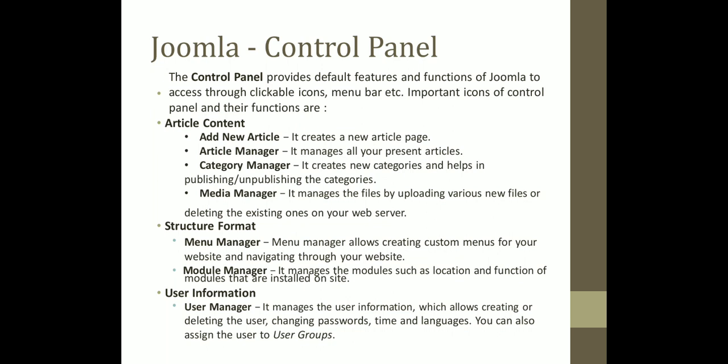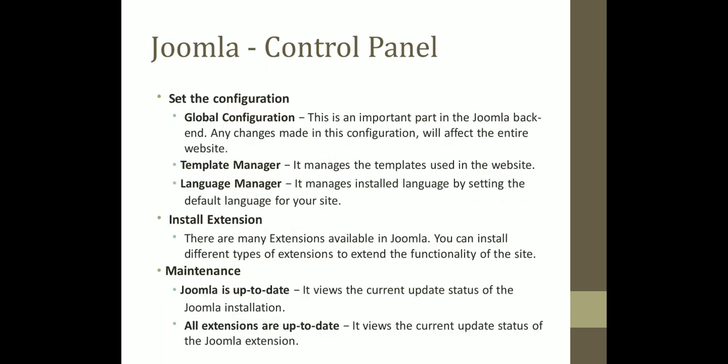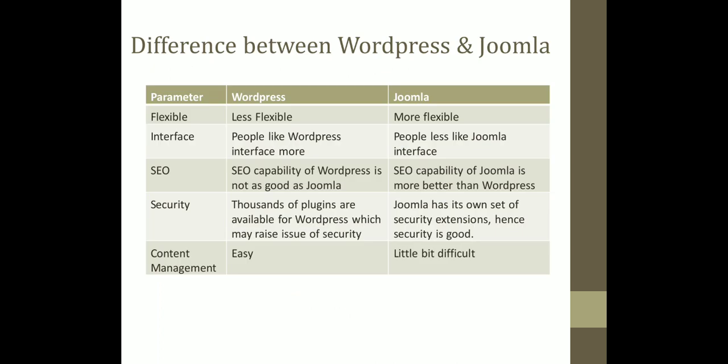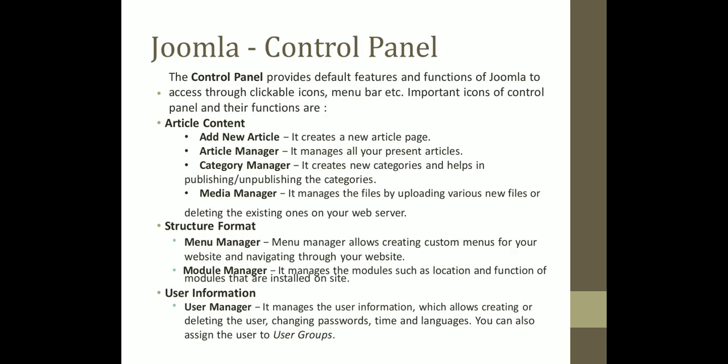The control panel of Joomla provides default features and functions to access through clickable icons, menu bar, etc. When you log in to the Joomla administrative panel, you will get the screen, and there on the screen you can see the things that are related, like article content, structure, format, user information. So on that screen the contents will be there. So the contents we will go one by one.